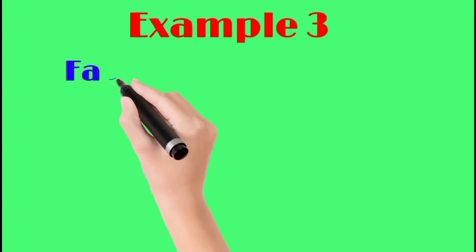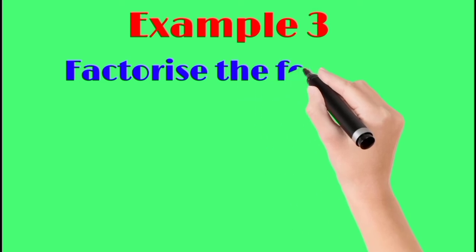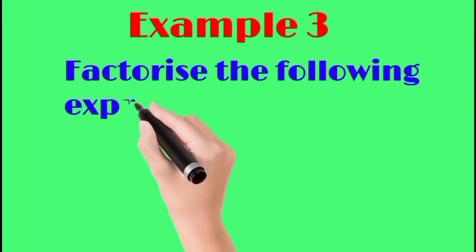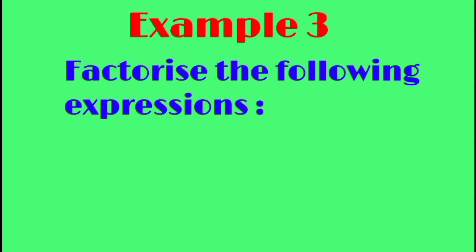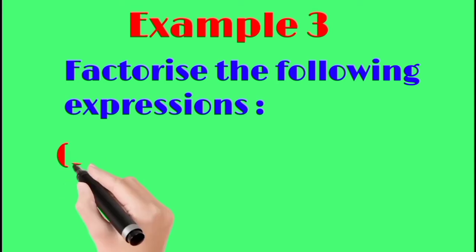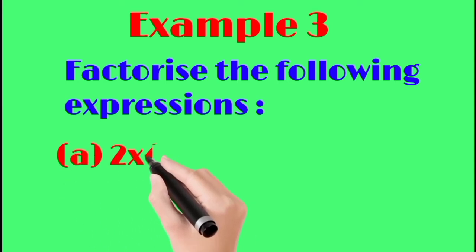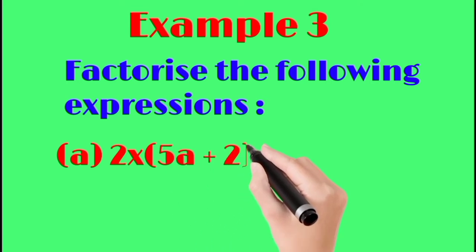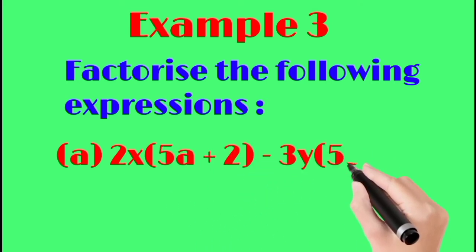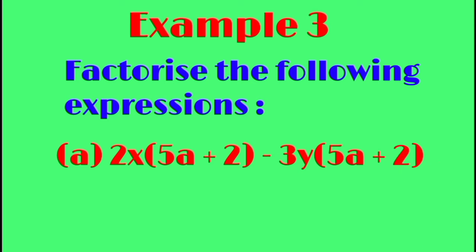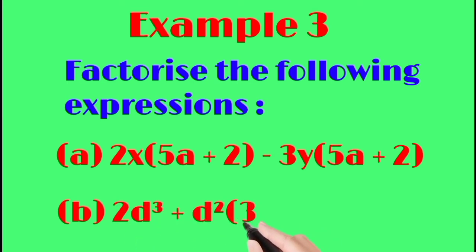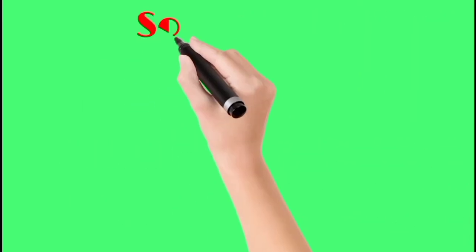Example 3. It says, factorize the following expressions. A, 2x in the bracket of 5a plus 2 minus 3y in the bracket of 5a plus 2. Then the second question is 2d cubed plus d squared in the bracket of 3d minus 1. So I need you to pay attention to this particular type of example.